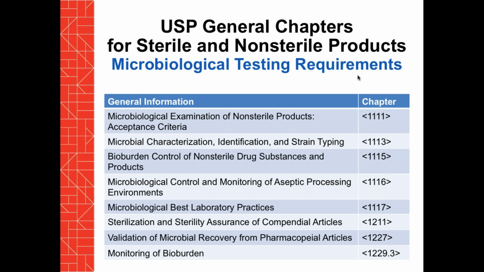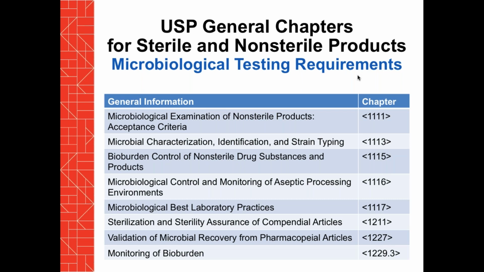The first one in the list is 1111. This chapter provides us with some guidance on the acceptance criteria for non-sterile pharmaceuticals based on the route of administration in which it's given to the patient. It also includes suggested acceptance criteria for products intended for pharmaceutical use, and this can be referenced for raw products, excipients, or in-process bioburden testing. The next chapter, 1113, discusses microbial identification and when different levels of identification are appropriate, which we'll discuss toward the end of the webinar today.